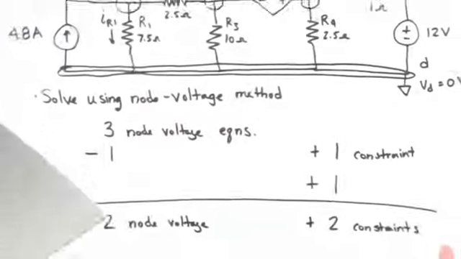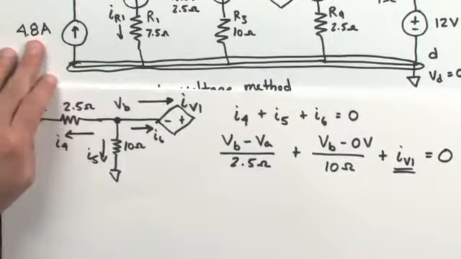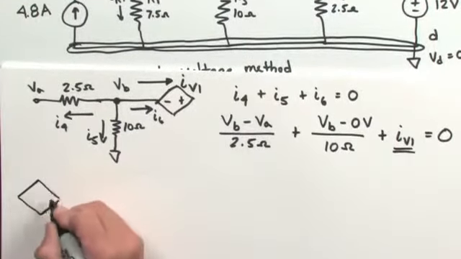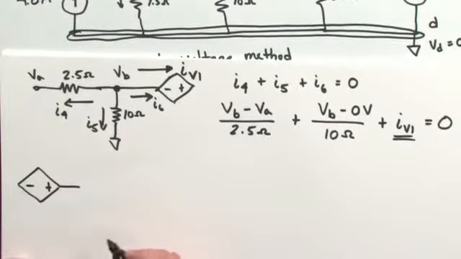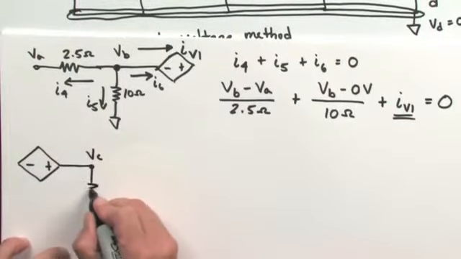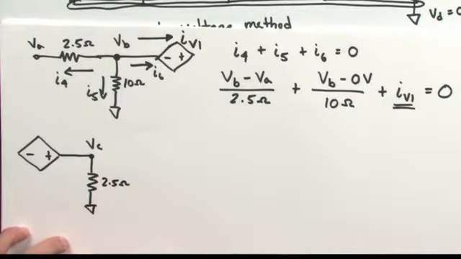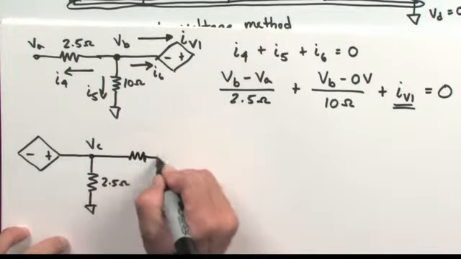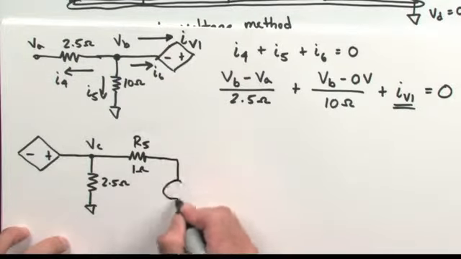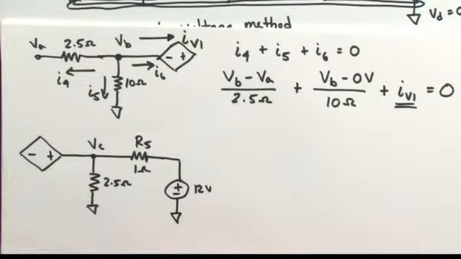So again, let's bring the circuit back into the picture here and look at what happens at node C. At node C, it's connected to the high side of the voltage supply, V1. It's also connected to R4, which is a 2.5 ohm resistor down to our 0 volt reference, and through R5, which is a 1 ohm resistor, to a 12 volt potential with respect to our 0 volt reference.